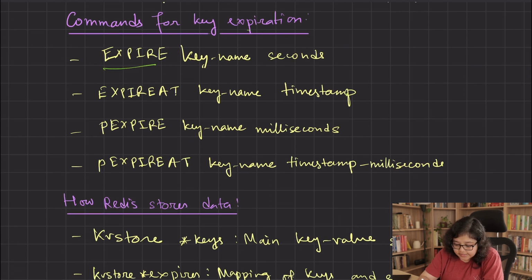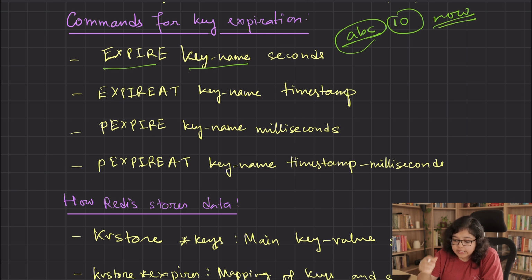Let's say if we use expire ABC 10, where ABC is the key name, then this means that the key ABC will get expired after 10 seconds from now. If we want to expire a key at a particular time, then we have to use expire at, and we have to mention the Unix timestamp in seconds. And the key will get expired exactly at this time.